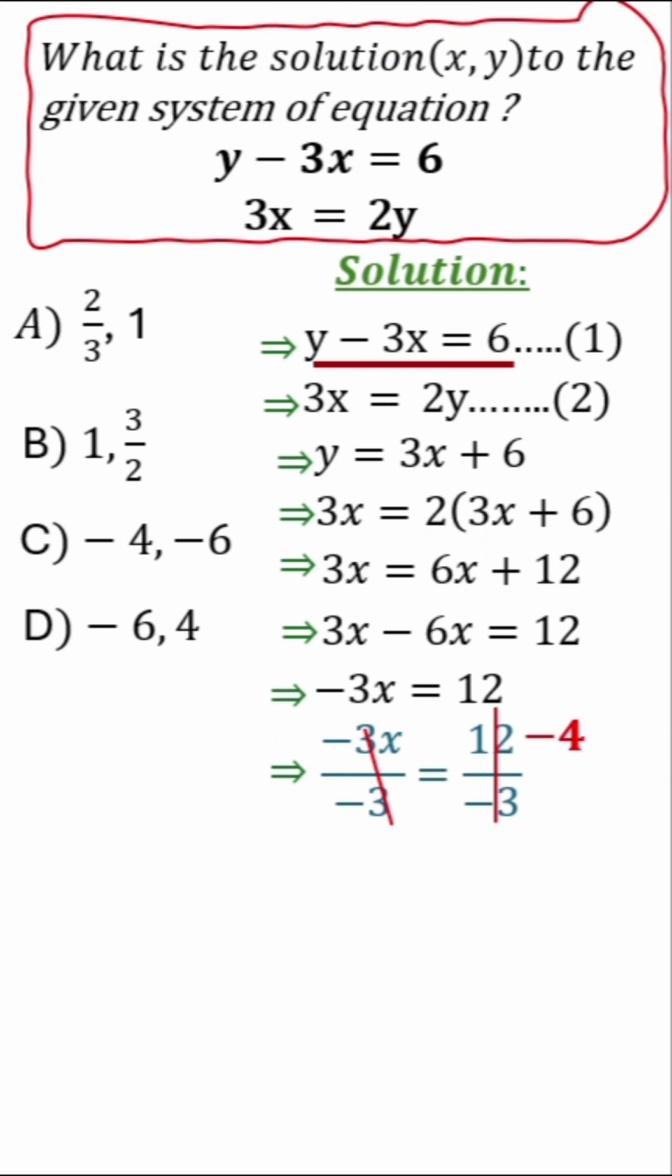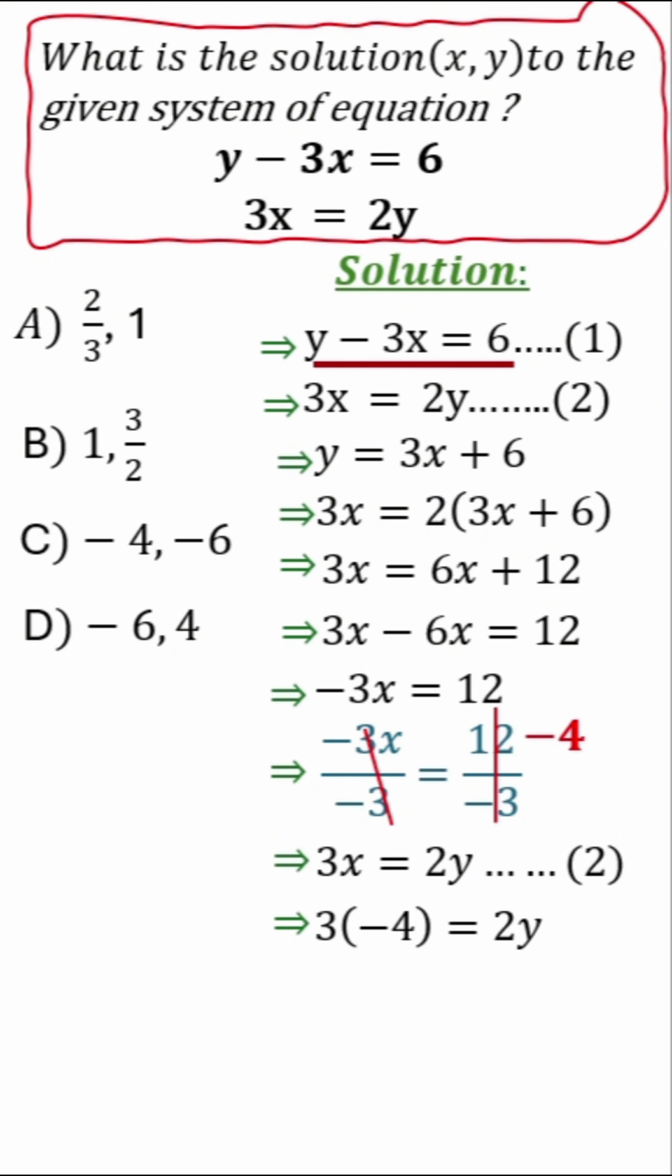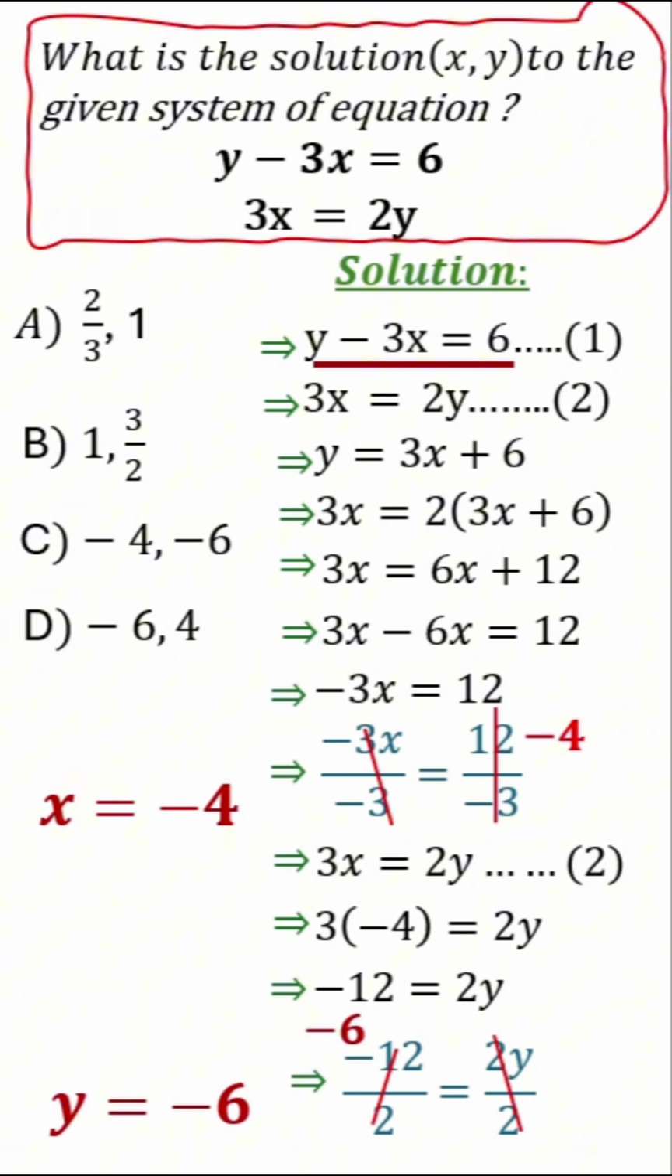So since we already know the value of x, we go to any of our equations and substitute the value of x. In our case, we can go in for equation 2. So anywhere we see x, we put negative 4. We substitute and solve for y. So 3 times negative 4 is equal to negative 12, which equals y. So we make y the subject of the equation, and by doing so, our y becomes negative 6. So the final answer is C.